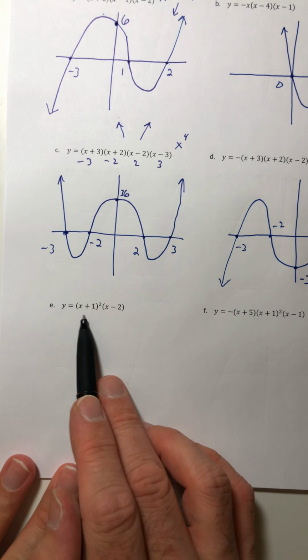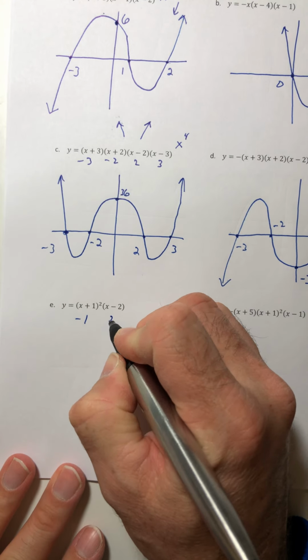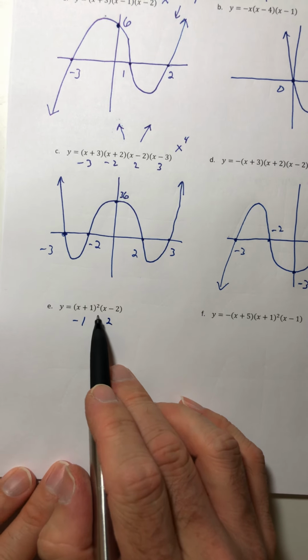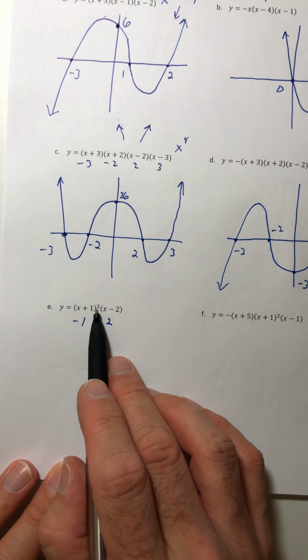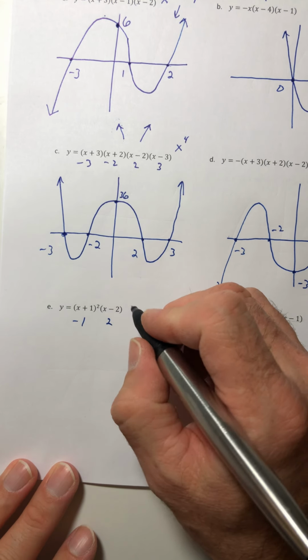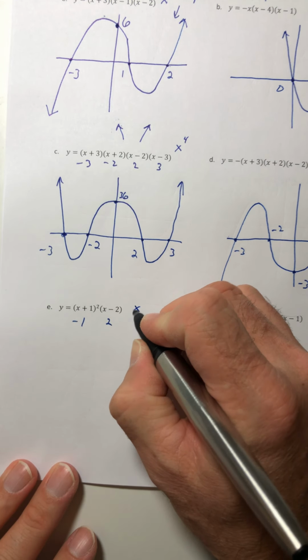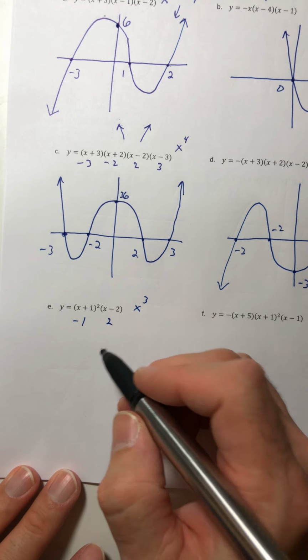Okay, so in example E, your intercepts would be -1 and +2. The degree, you just have the two x's here, but you got to keep in mind that this one's got an exponent on it. So that's really like x squared times x. So that's an x to the third. So it's an odd degree with only two intercepts.